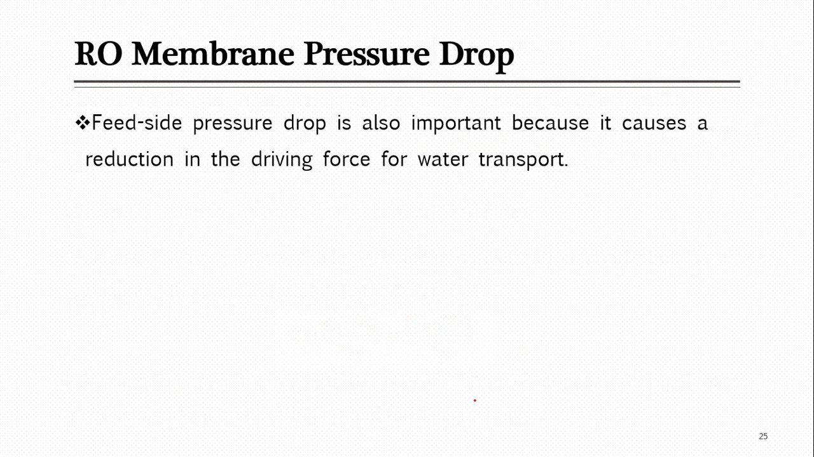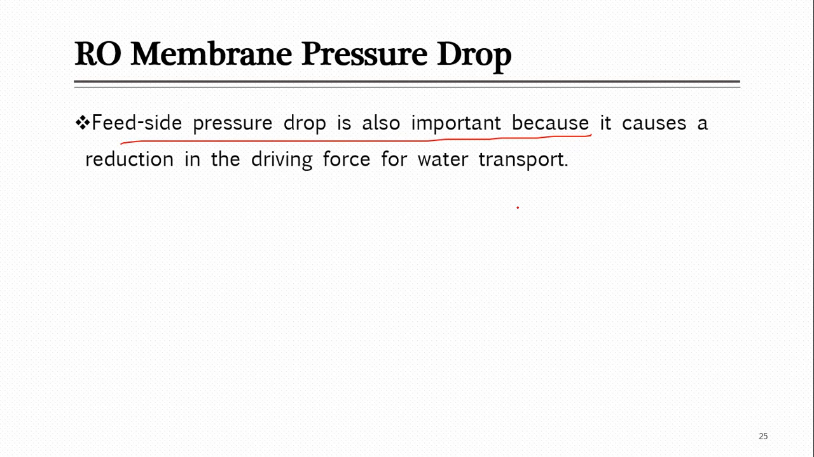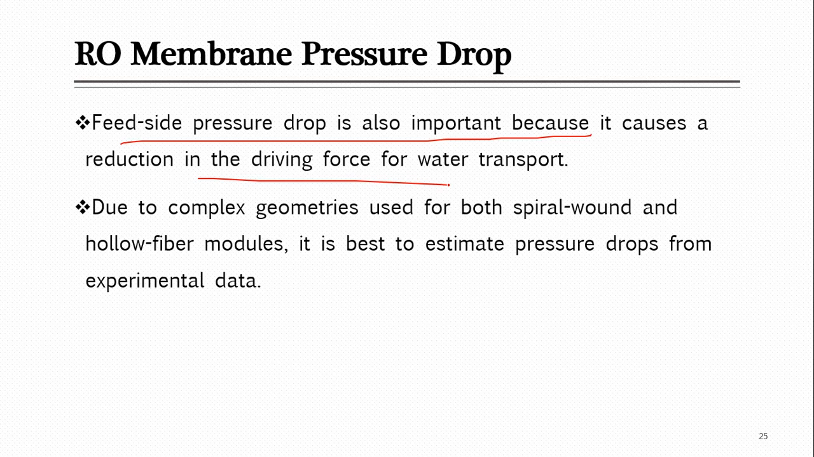The last parameter which is important is pressure drop. In pressure drop, the feed side pressure drop is important, because we have seen that it is the major cause of driving force through this membrane. So if the pressure drop through the membrane is higher, then there will be a problem. It will not provide you sufficient permeate or the separation which you are looking for.